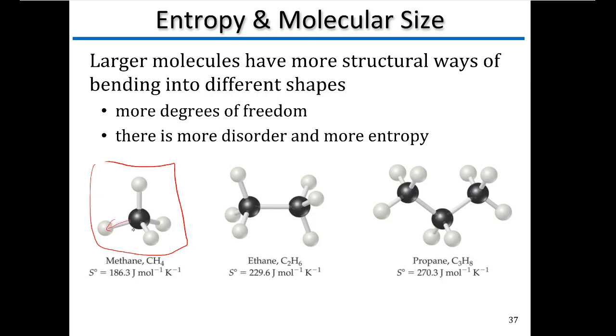We also have some stretching that can happen. Each one of these bonds can stretch either in sync with each other or out of sync. Those are all degrees of freedom. We also have some bending that can occur. So there we can have a bend. Here we can have a bend.